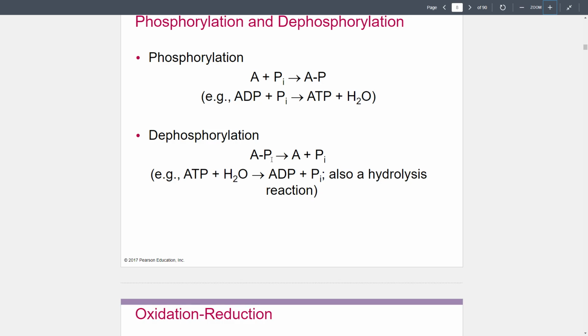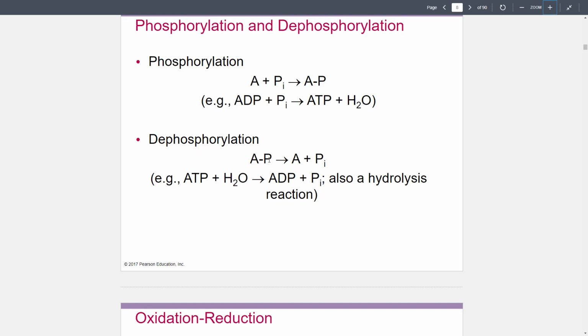Dephosphorylation is simply the reverse of that.